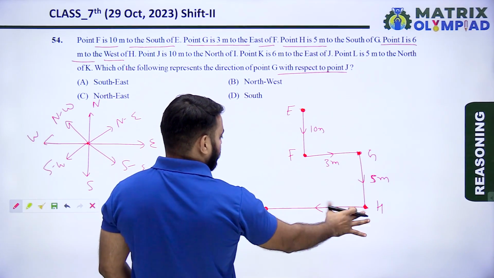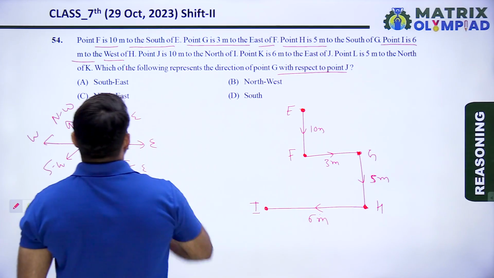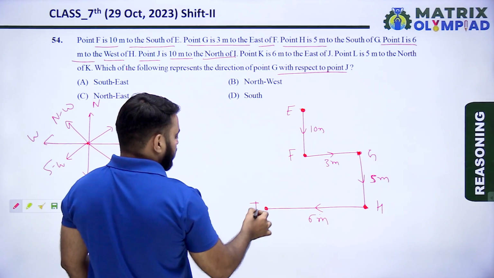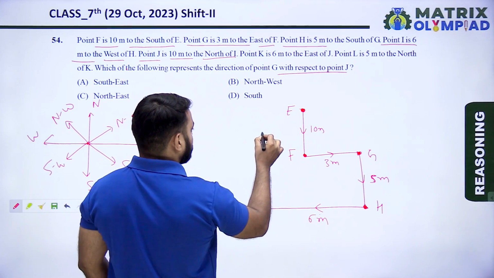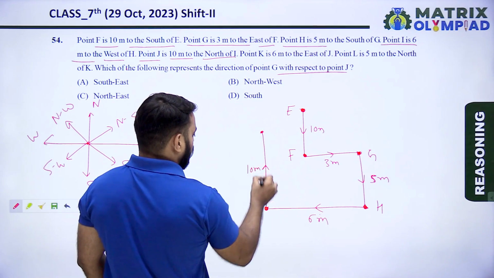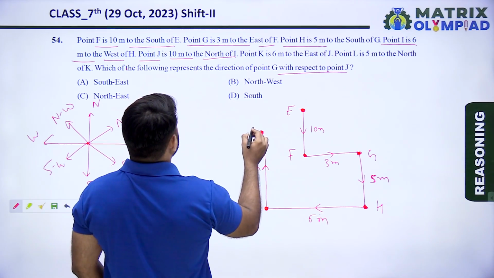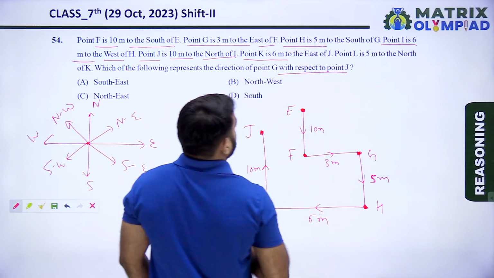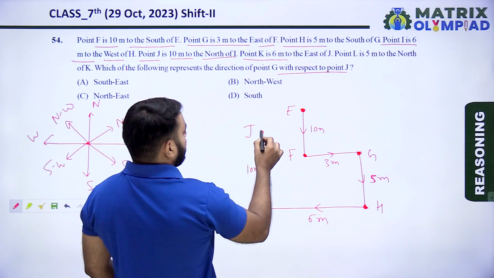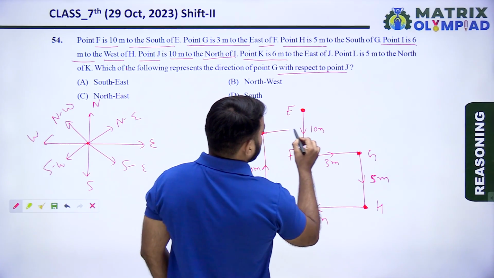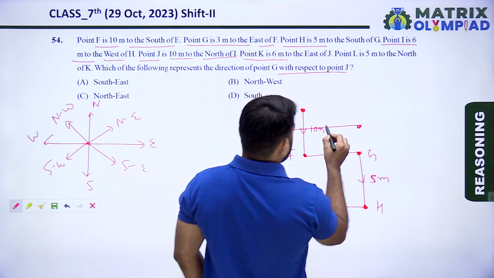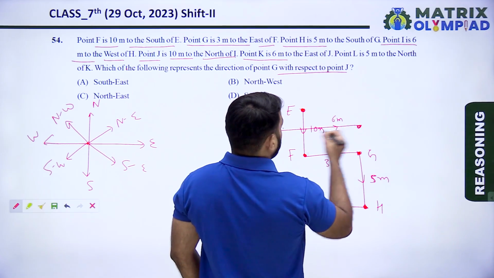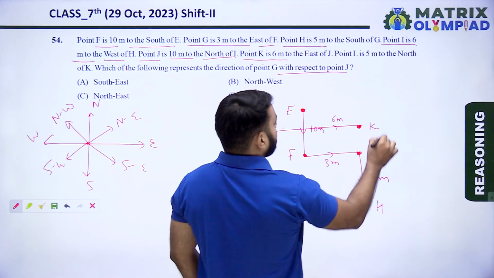The value of this line is 3 and the value of this line is 6 meter. Now point J is 10 meter to the north of point I. So here is J. Point K is 6 meter to the east of point J. So here is K.